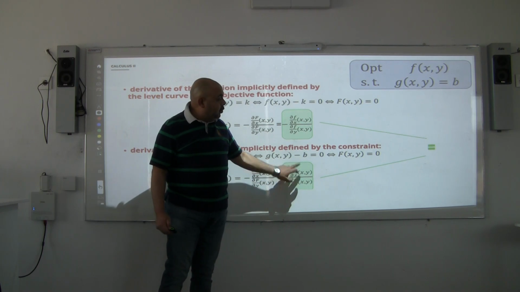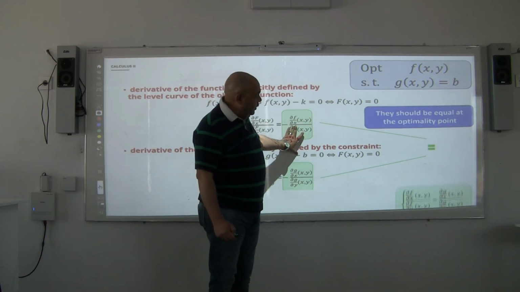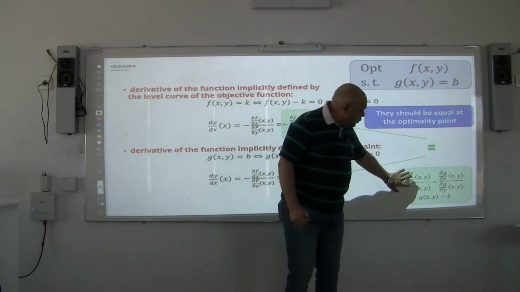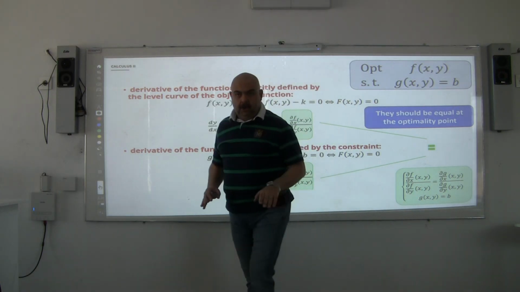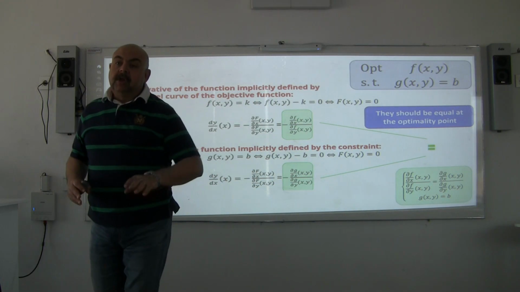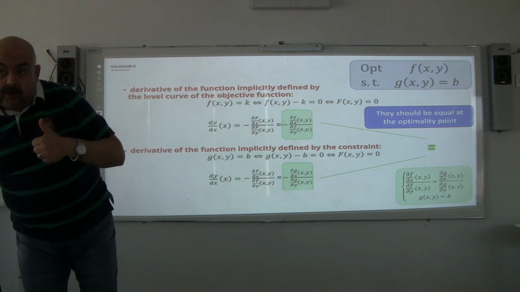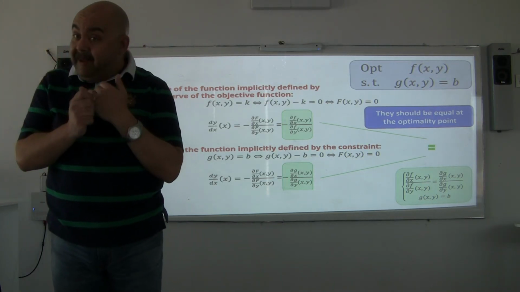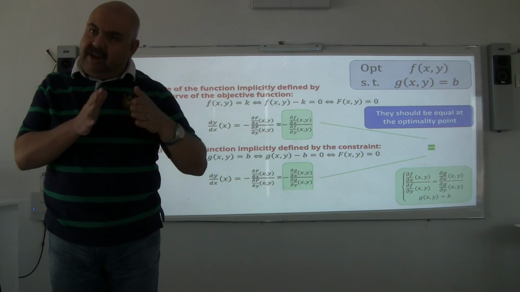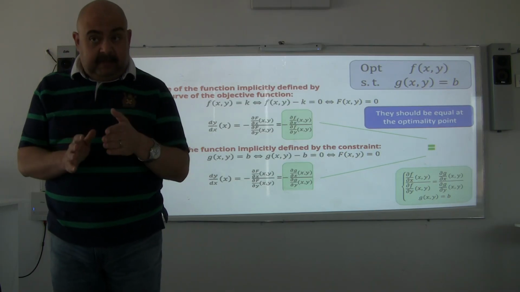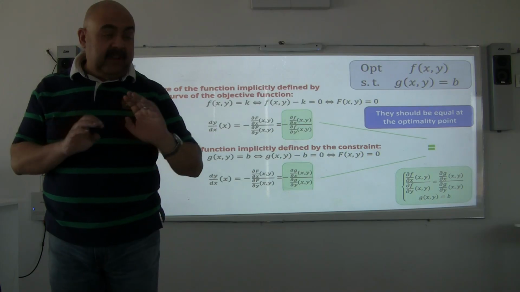At the optimality point, they will be equal to each other. So together, this condition with the constraint, I will be able to get my optimal solution. So once more, for the cases of optimality with one constraint, I can find the solution by the graphical method. For the graphical method, I've only given a summary.